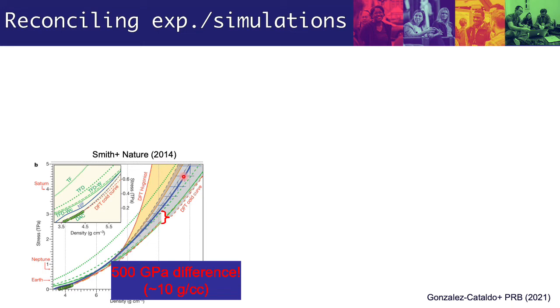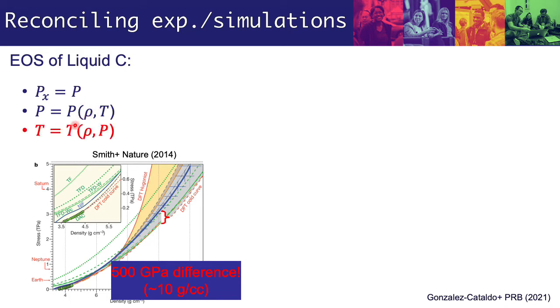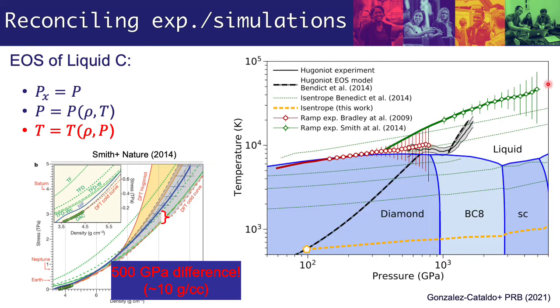So we decided to try several hypotheses, and the first one of them was to assume that the sample melted. So using our equation of state of liquid carbon, we assumed that the measured stresses were actually the hydrostatic pressure. And being the pressure a function of density and temperature, we can infer the temperature as a function of density and pressure. So doing so, we can infer what the temperature was along the ramp compression path, which you can see here in this figure in green.